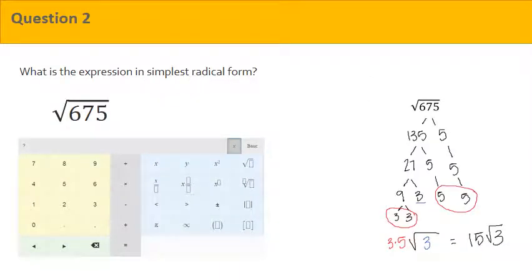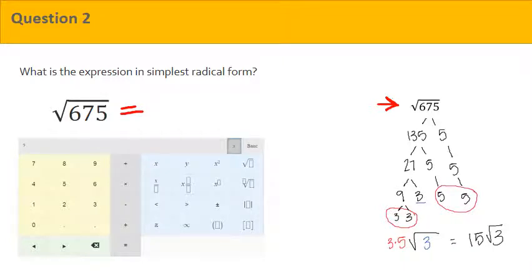All right, so now what is the expression in simplest radical form? If we have the square root of 675, we need to think about the perfect square. What is the largest perfect square that goes into 675? Now you can break it up because I know this is a large number. If you want to break this up and use the factoring tree, it's over here on the right.